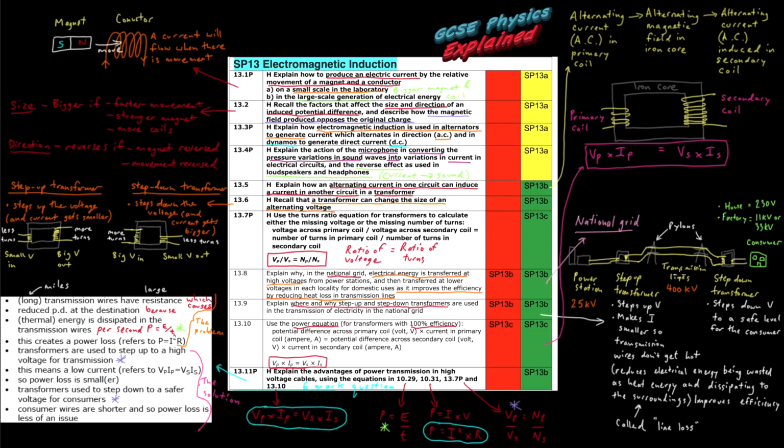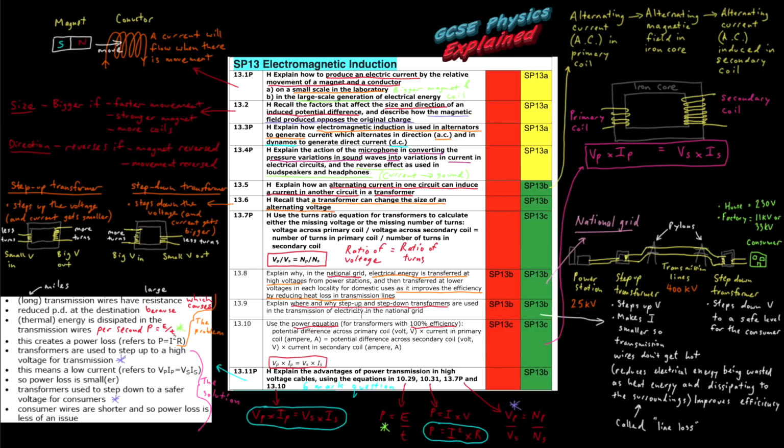And remember, it's the current in wires that makes the wires get hot. So if you can make the current little, that means the wires are not going to get as hot, which means you're not going to have what we call line loss, which is when you're wasting electrical energy because it's turning into heat energy and dissipating to the surroundings.